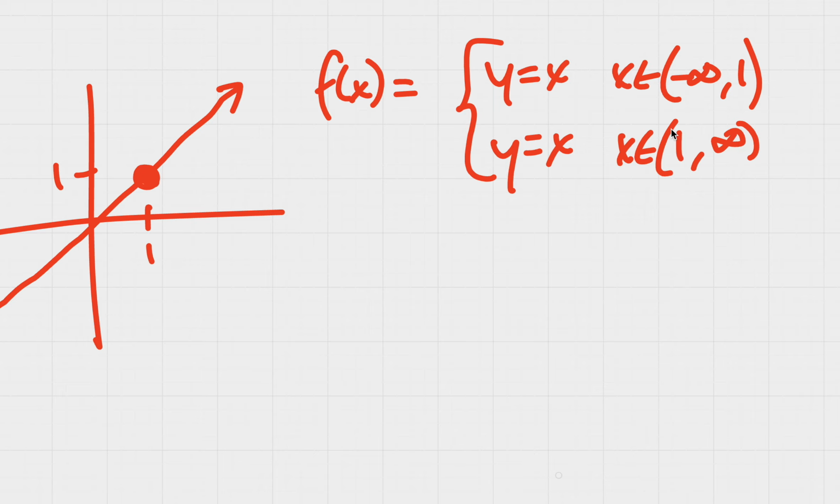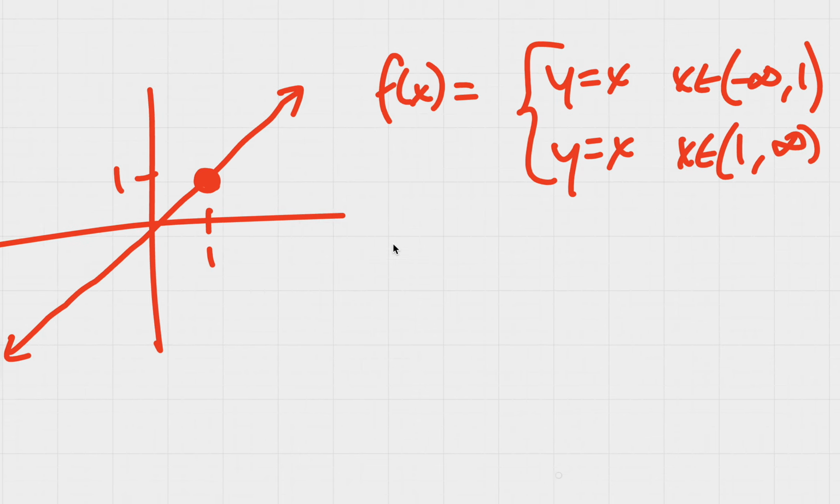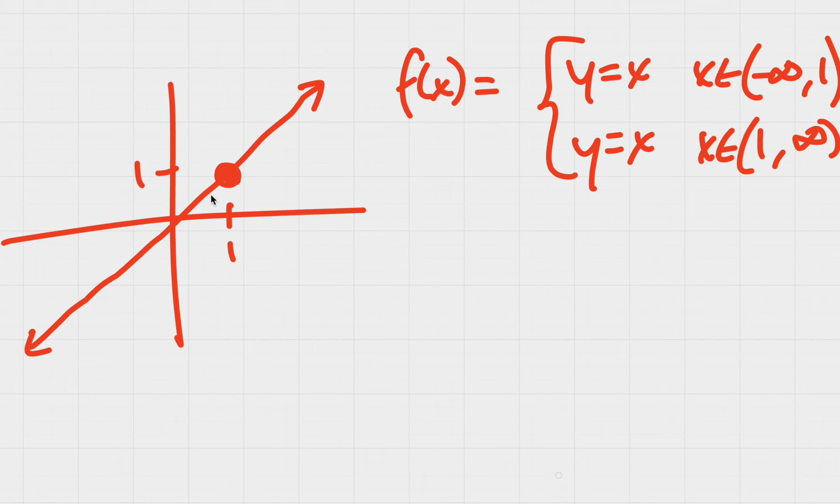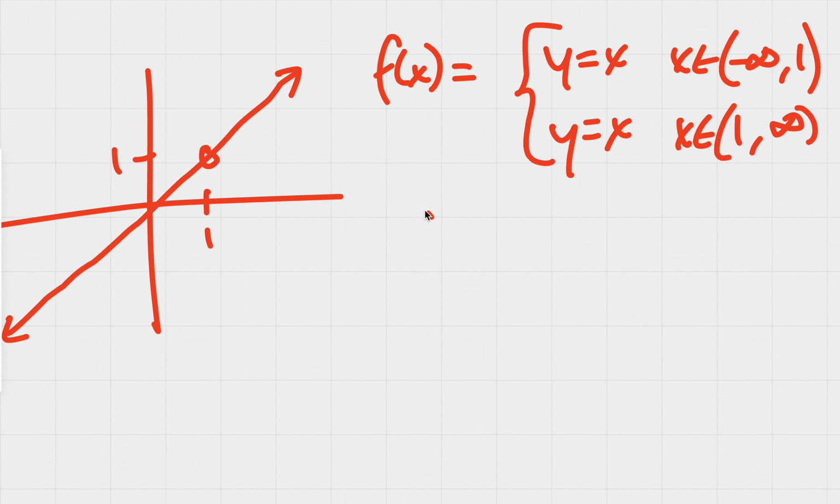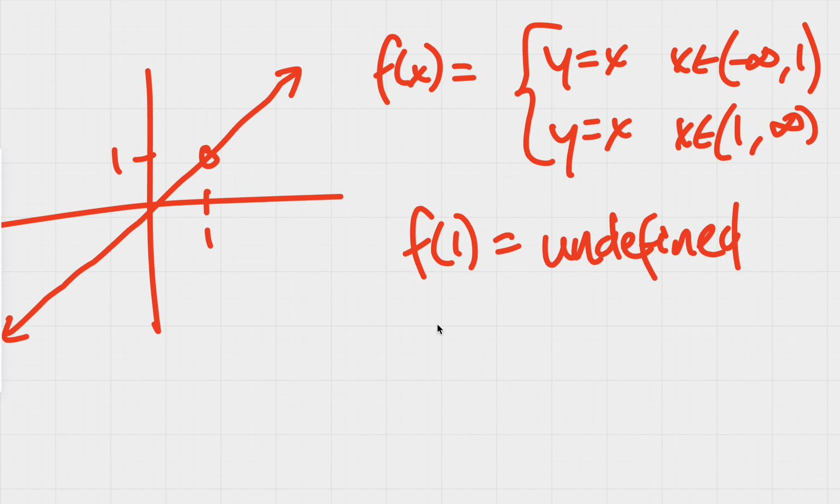But hold on a second. This one doesn't include 1. This one doesn't include 1. So what is happening at point 1? Nothing. It doesn't exist. So imagine it in this way. If I asked you what is f of 1, if you looked at this function, you would say, I don't know, undefined. And that is true, because this point, according to this graph, does not exist.